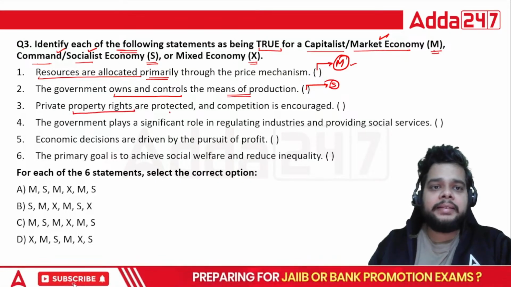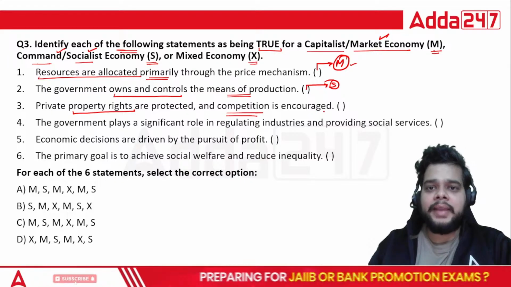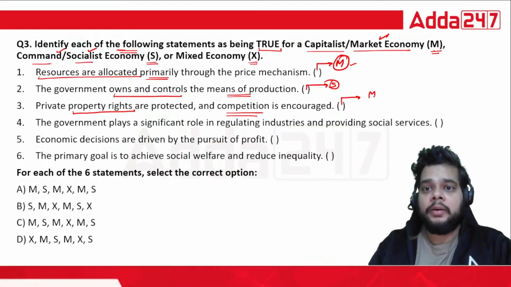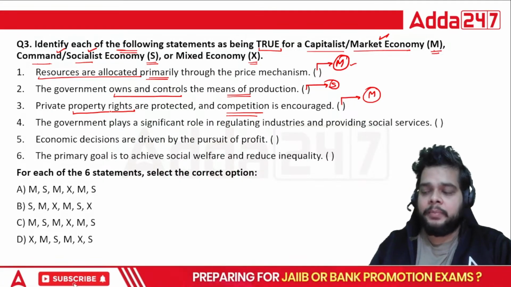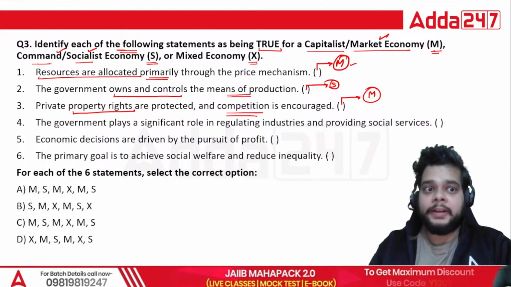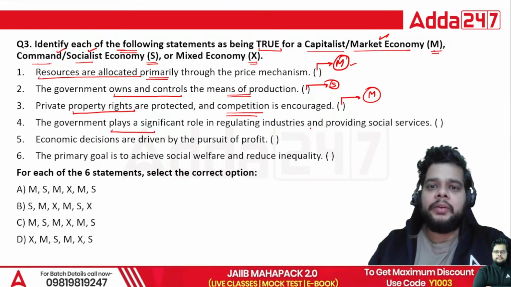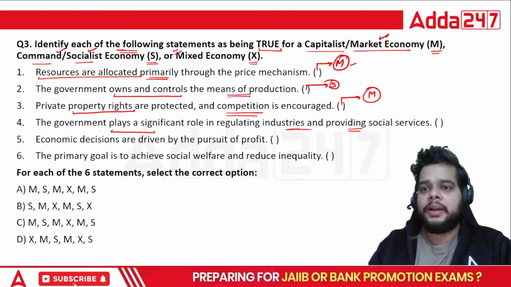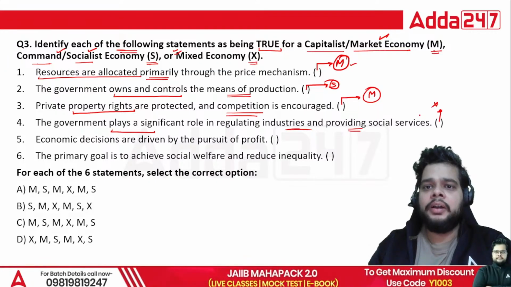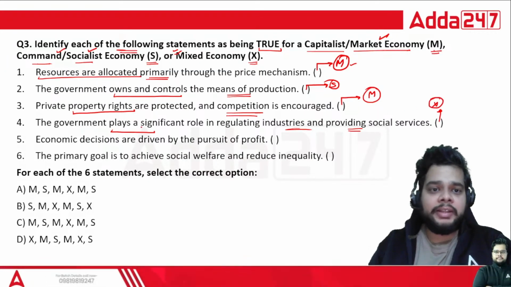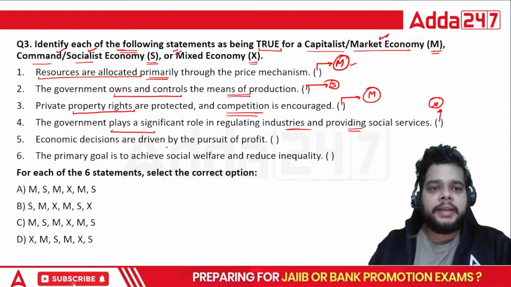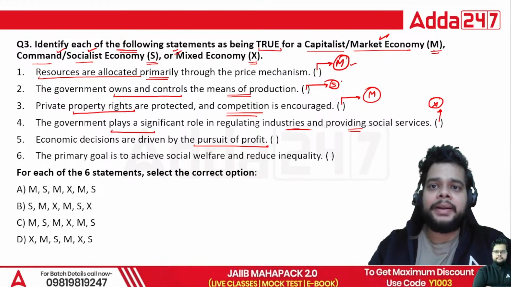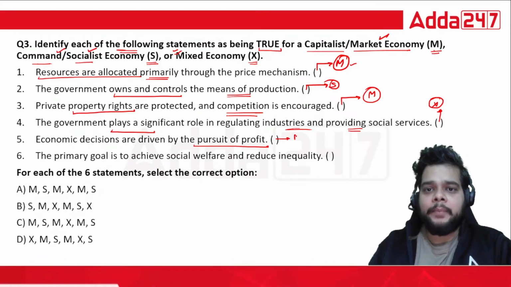Private property rights are protected and competition is encouraged. You are encouraging the competition. Again, it will be what? Your market economy, because private property rights are protected. Government's interference is not there. The government plays significant role in regulating industries and providing the social services. So here you will say mixed economy. Okay, government has a specific role, not a role in which it is doing everything. Economic decisions are driven by pursuit of profit. Profit maximization is done under which economy? Capitalistic or market economy. So again, M will be here.